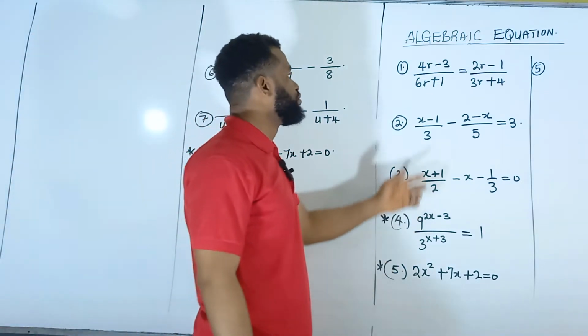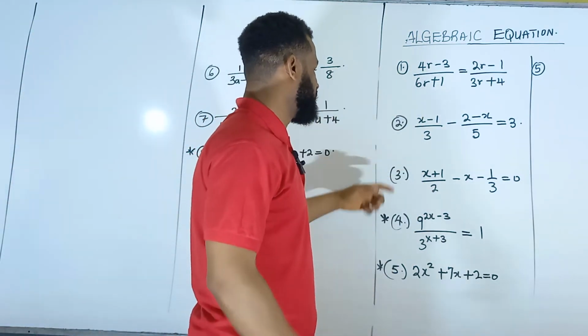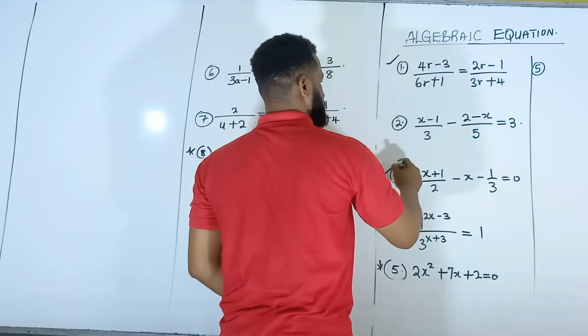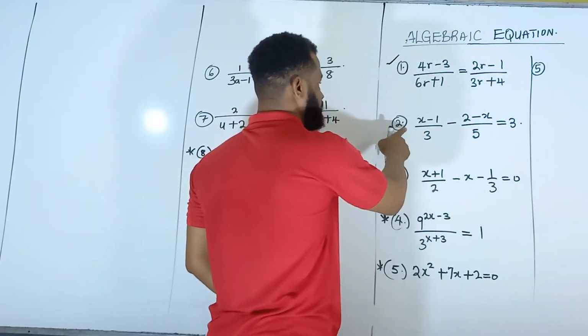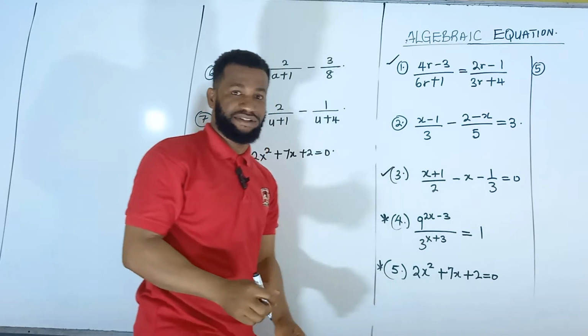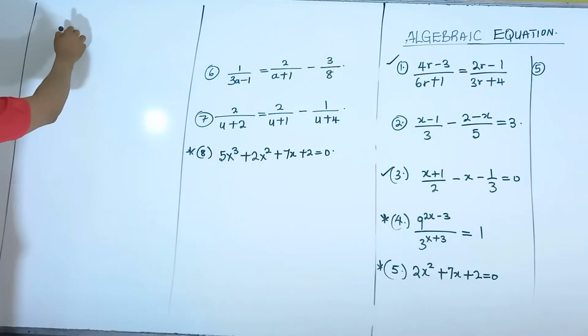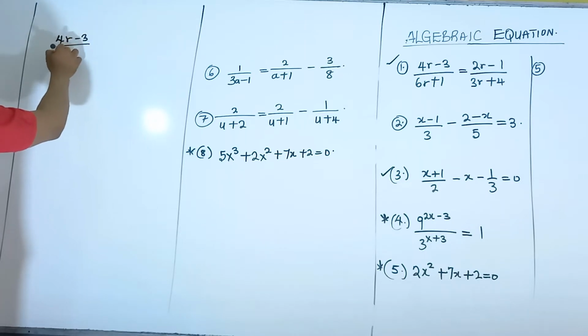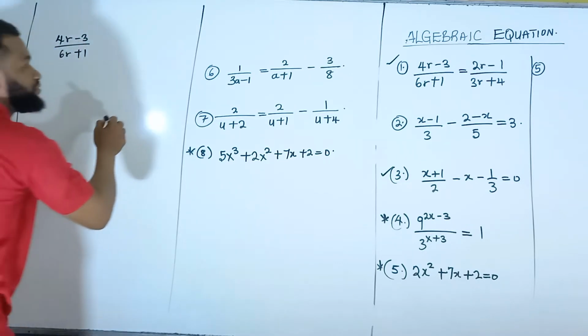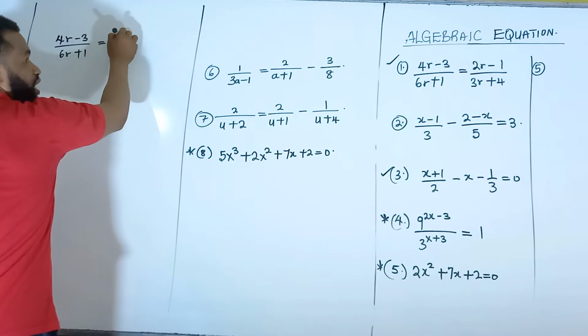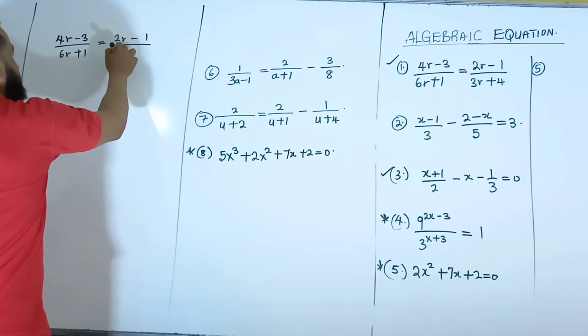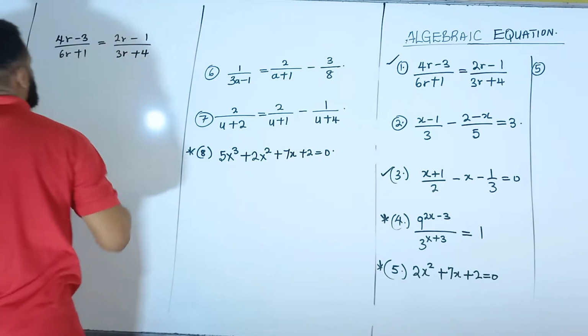Let me choose number 1 and number 3. Then I will allow you to solve this and tell me the answer. 4r minus 3 all over 6r plus 1 equal to 2r minus 1 all over 3r plus 4.